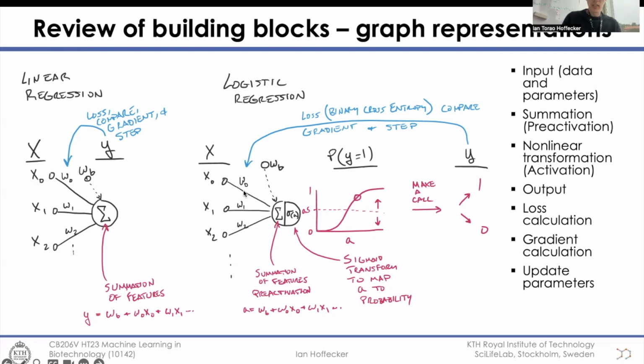Architecturally, it's the same structure, except that we have one additional step. After this summation, we're going to feed that pre-activation into an activation function, or sigmoid. And so the output of the logistic regression is going to be this probability now, instead of just the summation. And you can take this further and convert this probability prediction into a classification by making some sort of call, picking a threshold, say 0.5. Anything above 0.5 is a 1, anything below is a 0. And then we can use this to make decisions.